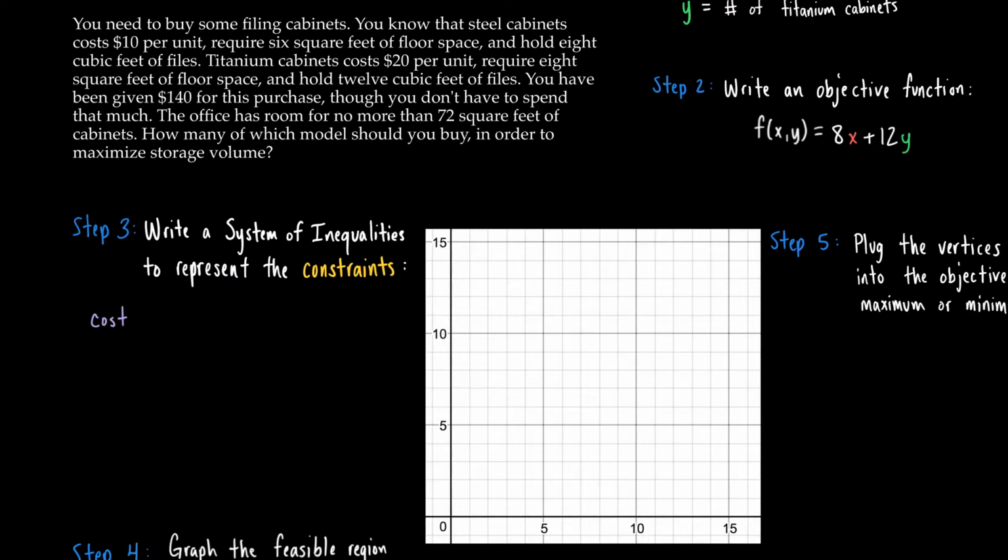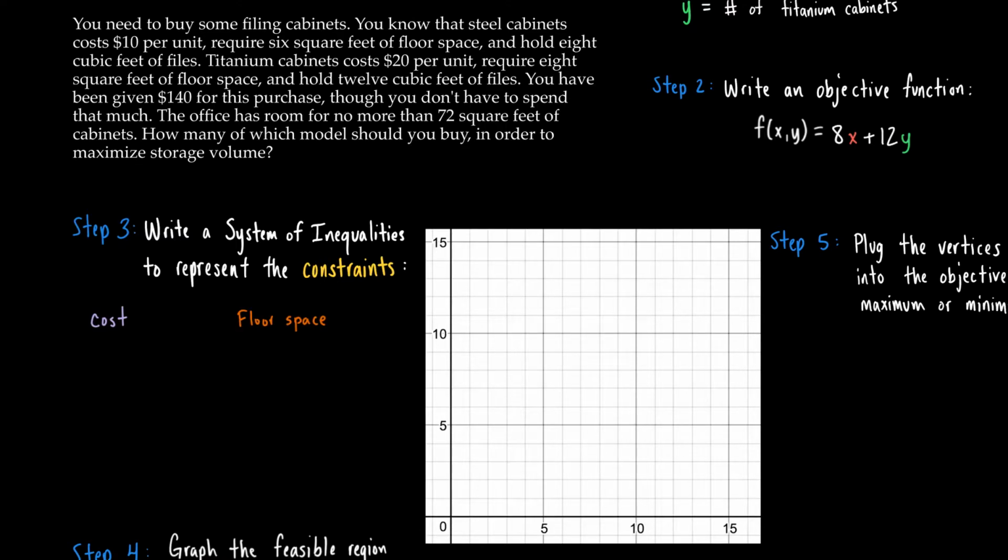They require floor space, right? So the steel cabinets require 6 square feet of floor space. The titanium cabinets require 8 square feet of floor space. And what was the constraint on floor space? The office has room for no more than 72 square feet. So let's say that floor space is another issue. That's another constraint we're going to have to work with.